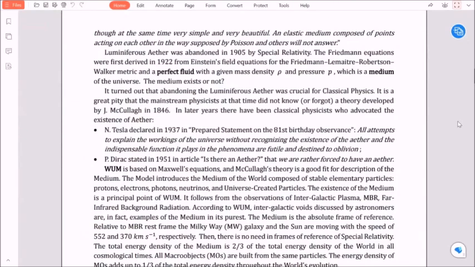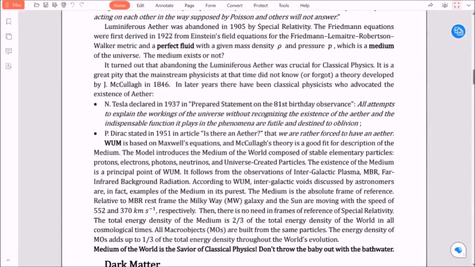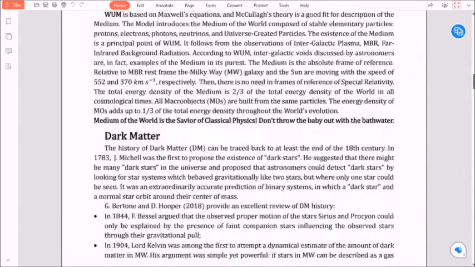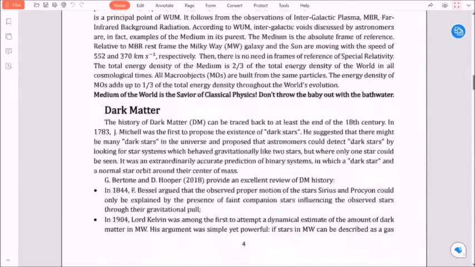The total energy density of the medium is 2/3 of the total energy density of the world in all cosmological times. All macro objects are built from the same particles. The energy density of macro objects adds up to 1/3 of the total energy density throughout the world's evolution. Medium of the world is the savior of classical physics. Don't throw the baby out with the bathwater.